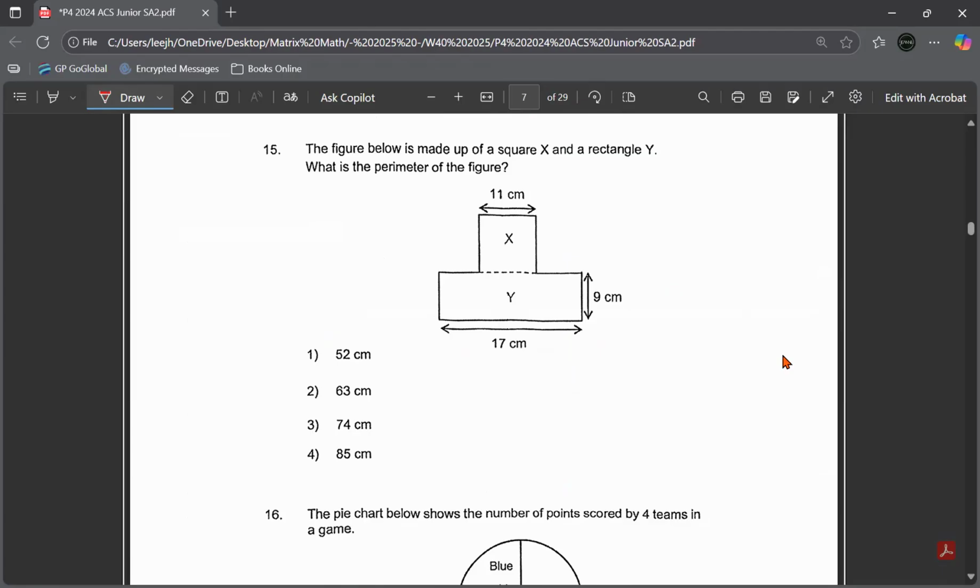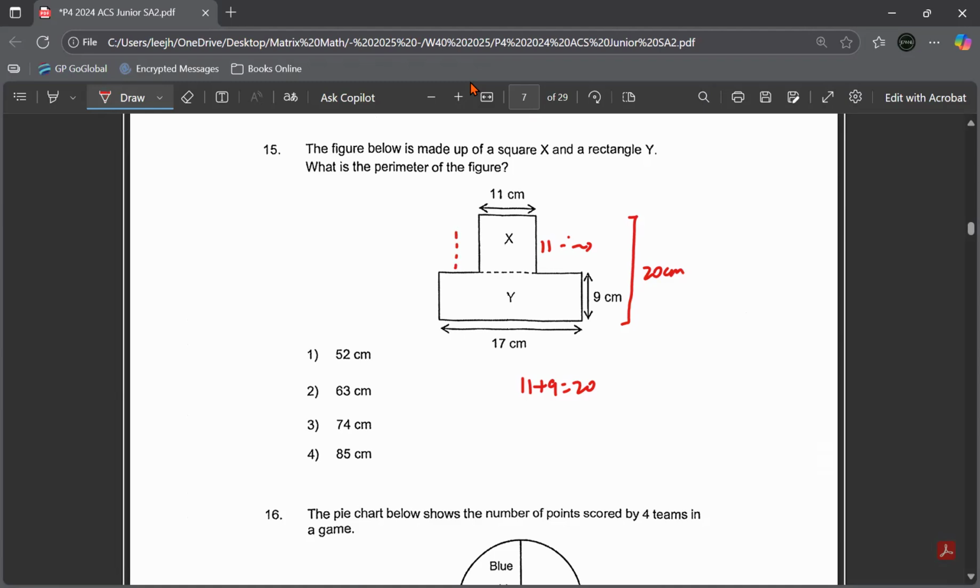The figure below is made up of a square X and rectangle Y. What is the perimeter? Okay, this is a square. So which means the sides will be 11. So if you still remember the push-out perimeter trick, you know that you can actually push this out. And this whole thing will be actually 11 plus 9, 20 cm.